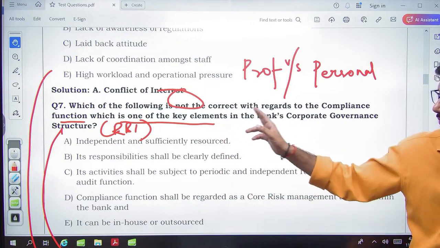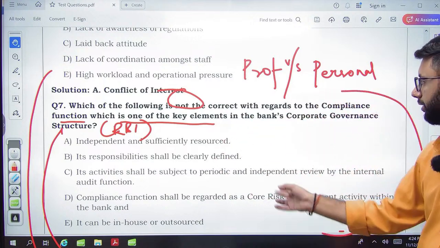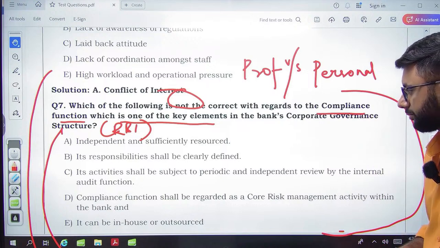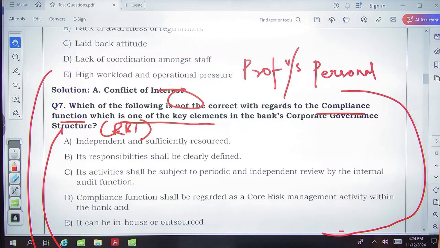Okay, let's try to do this question. Which of the following is not correct with regards to compliance function? Which among the following is not one of the key elements? Corporate governance structure.